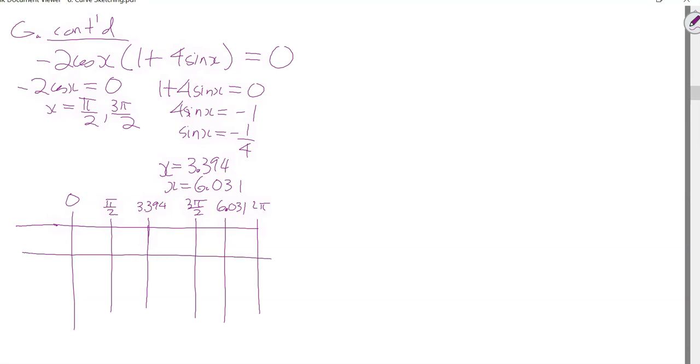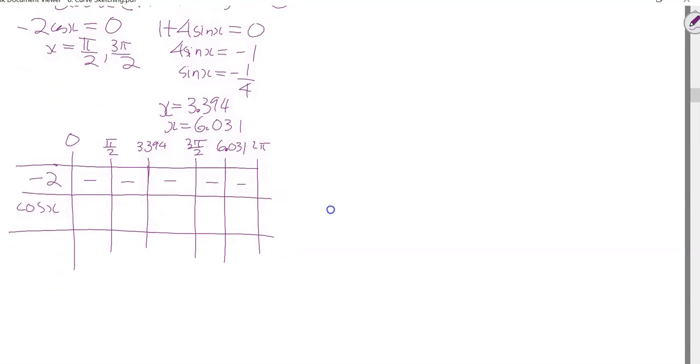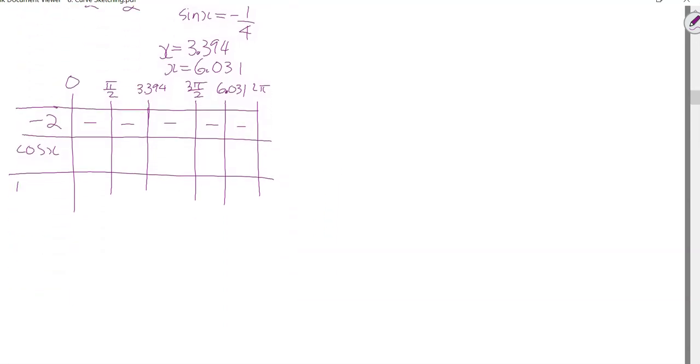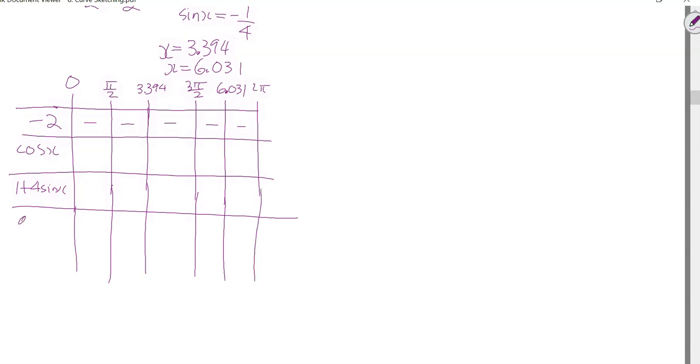And we have, what do we got? Negative, negative, negative, negative, negative cos x, and 1 plus 4 sine x. Put them all together. You get g double prime of x, which gives us information about g of x.